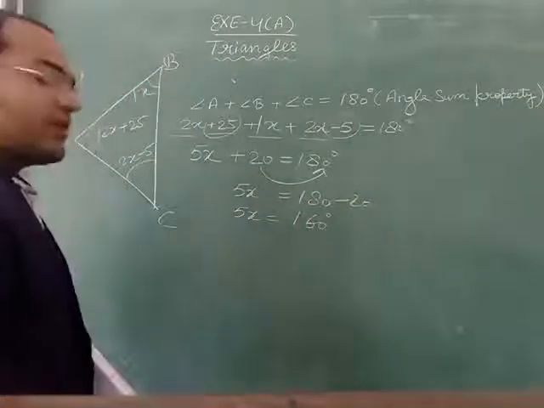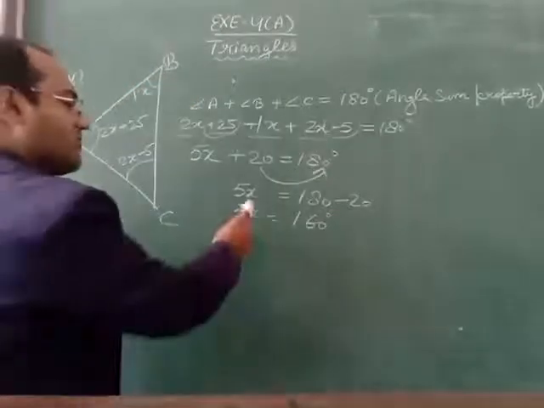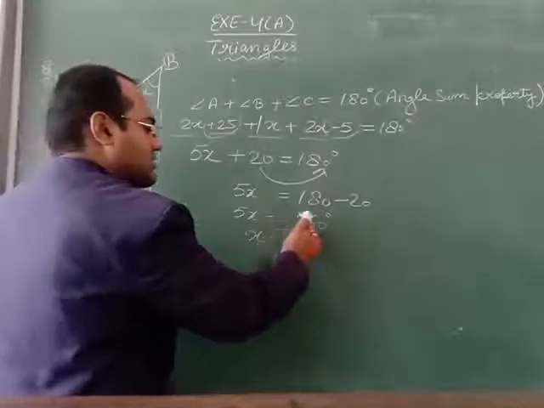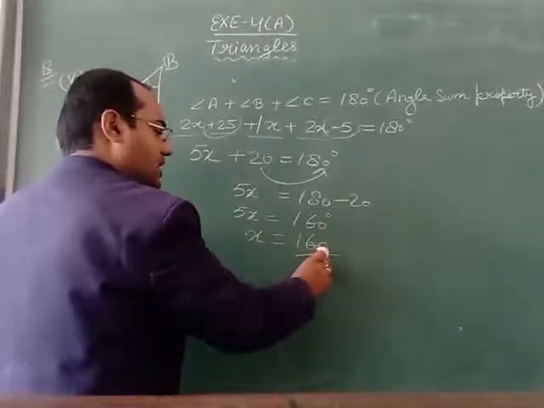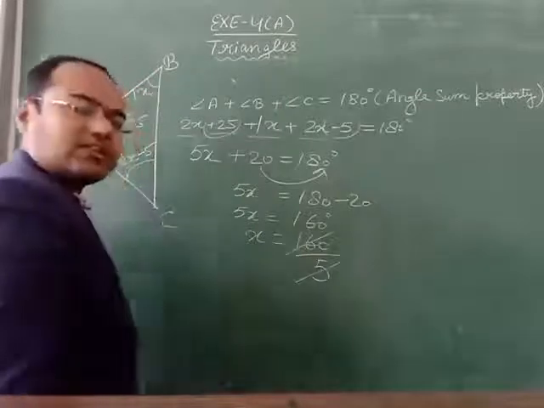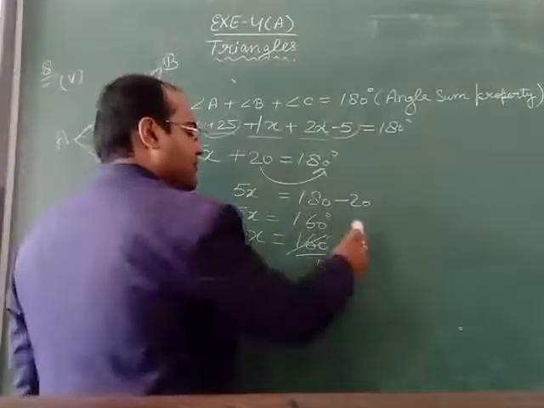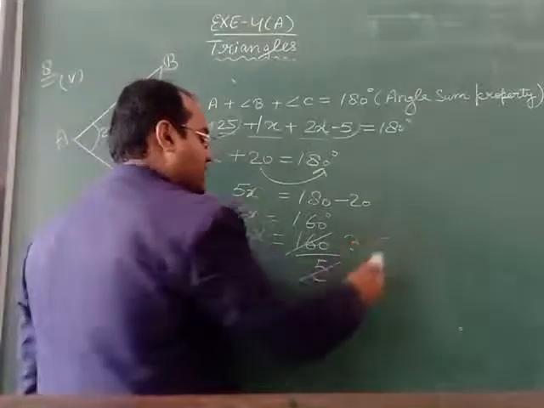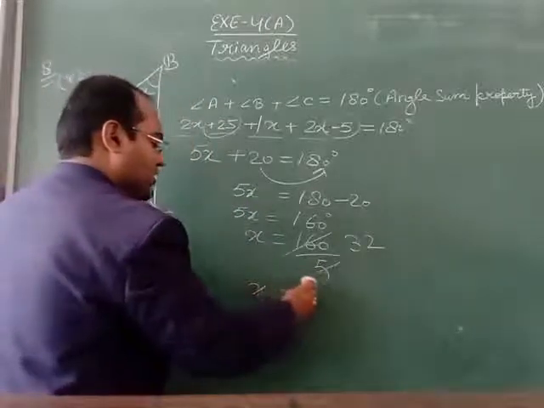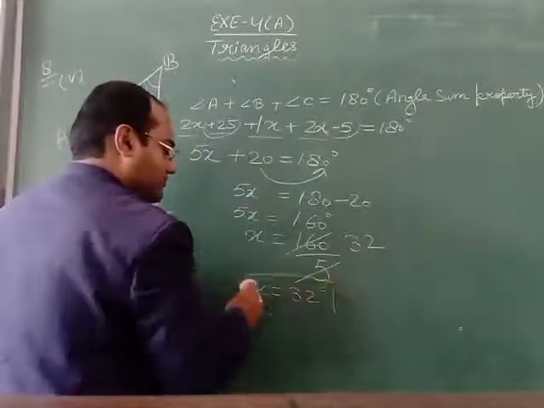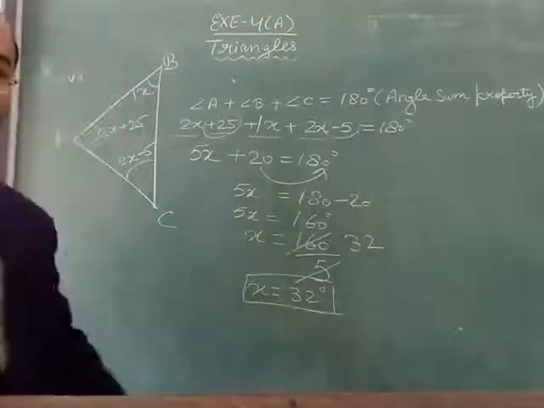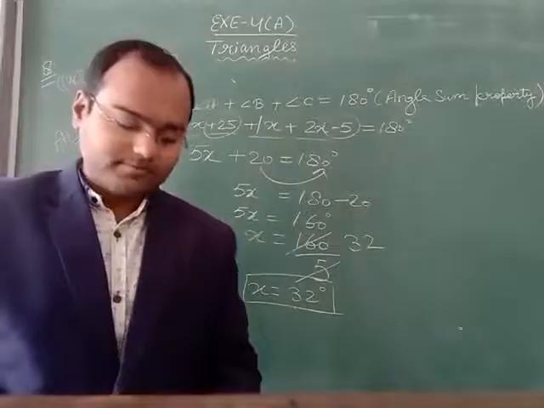Now in order to find the value of x, we have to remove this 5. 5 is in multiply, so the x answer is 160 divided by 5. When we cancel with the table of 5, we get 5 threes are 15, 5 twos are 10. So the x value is 32 degrees. So like this you have to do question number 8.